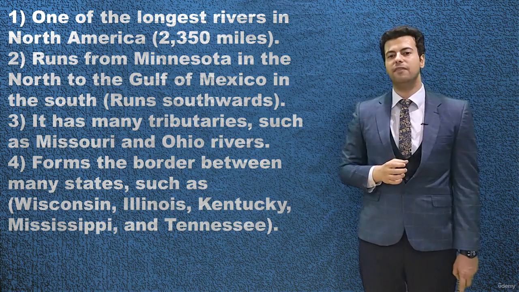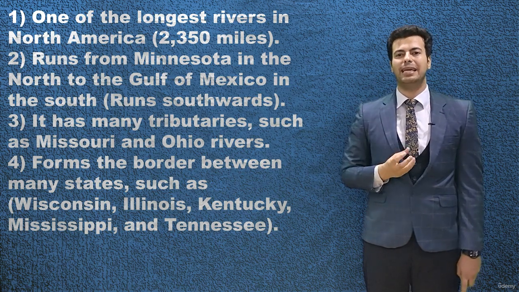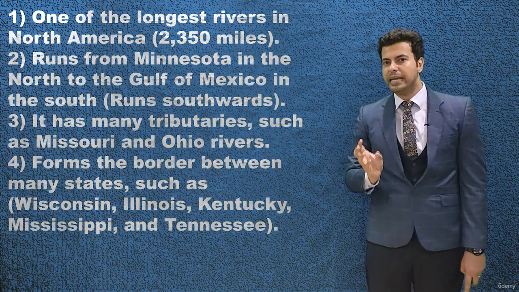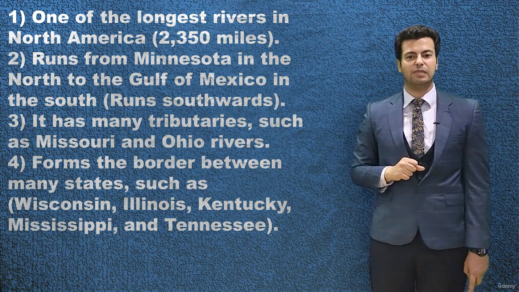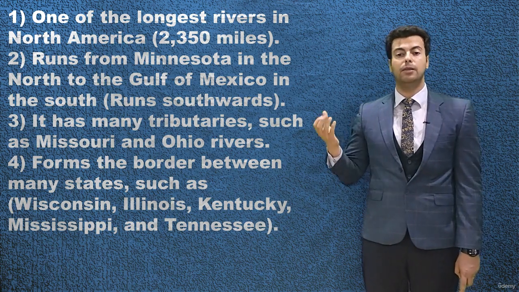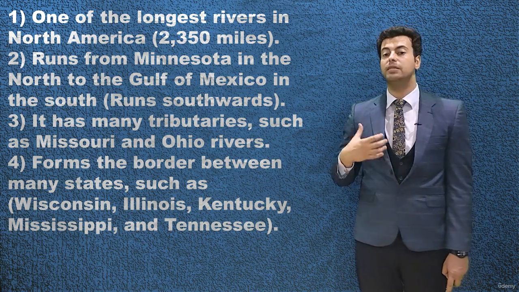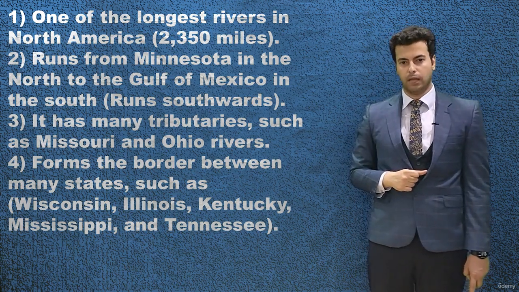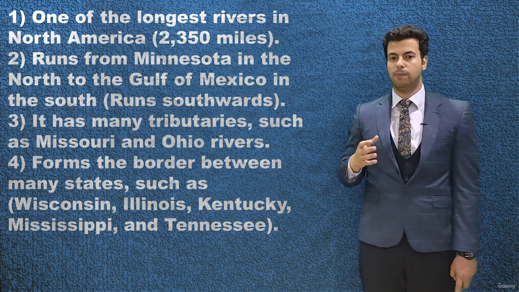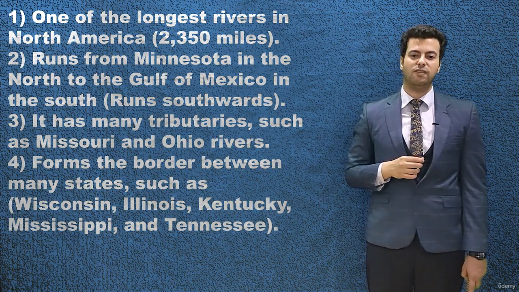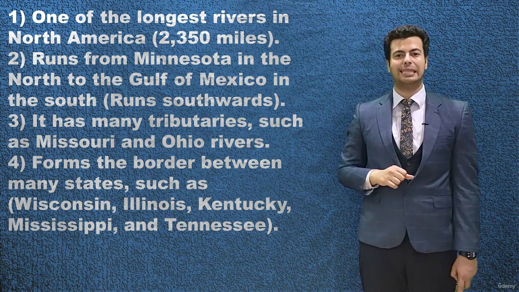Also, the Mississippi River has many tributaries. And the word tributary means a small river feeding into a bigger river. Some of the tributaries of the Mississippi River are the Missouri and the Ohio River. Later on in the video, we'll be studying more about the Ohio River. And the Mississippi River forms the borders between many states such as Wisconsin, Illinois, Kentucky, Mississippi, and Tennessee.